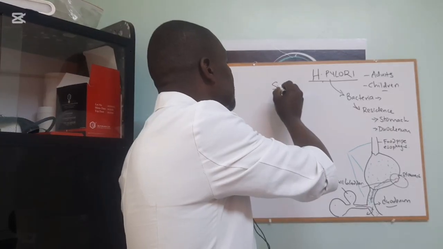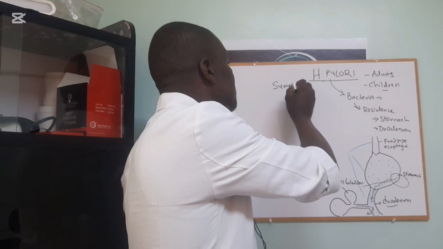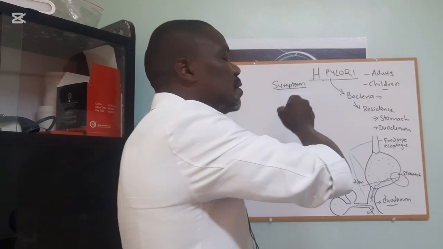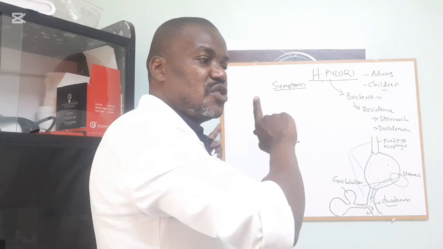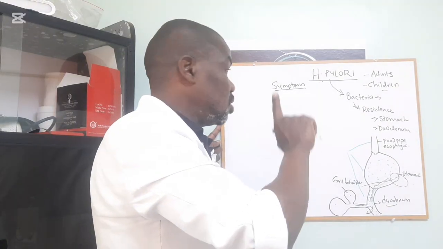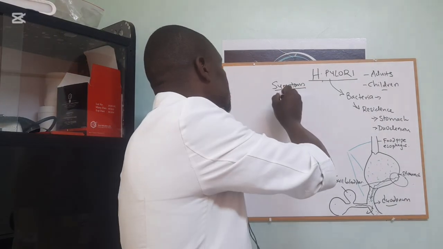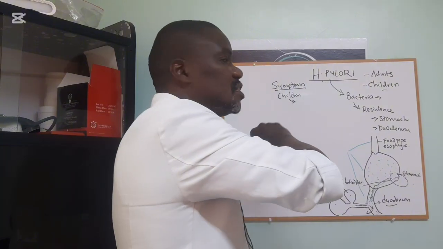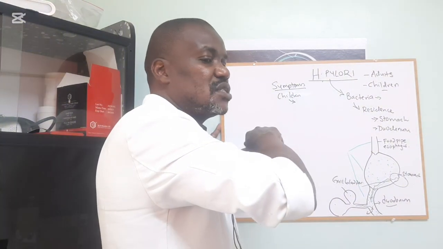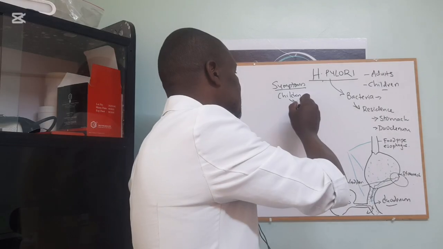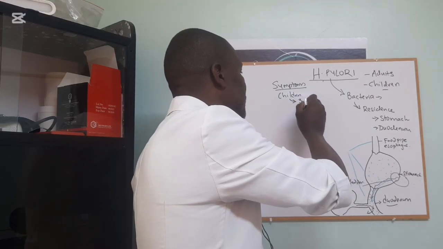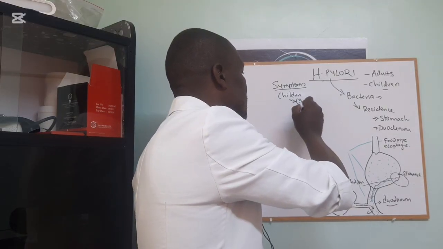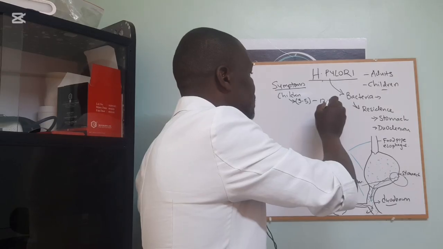So we are going to have symptoms, and these symptoms will vary between adults and children. So let us talk about children. What group of children are most affected? From 3 to 5 years all the way to 12 years.